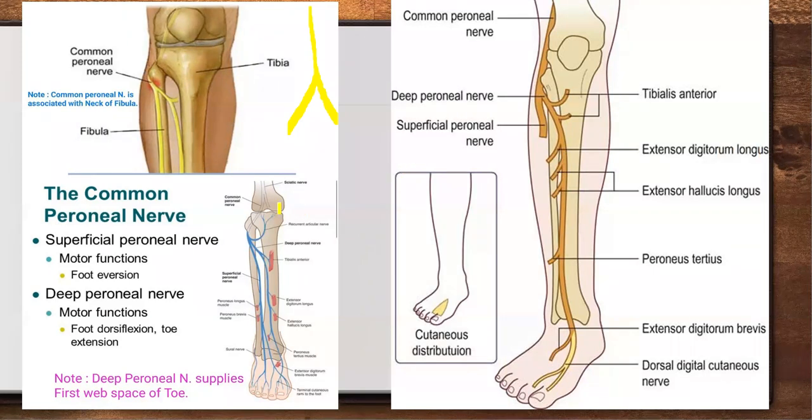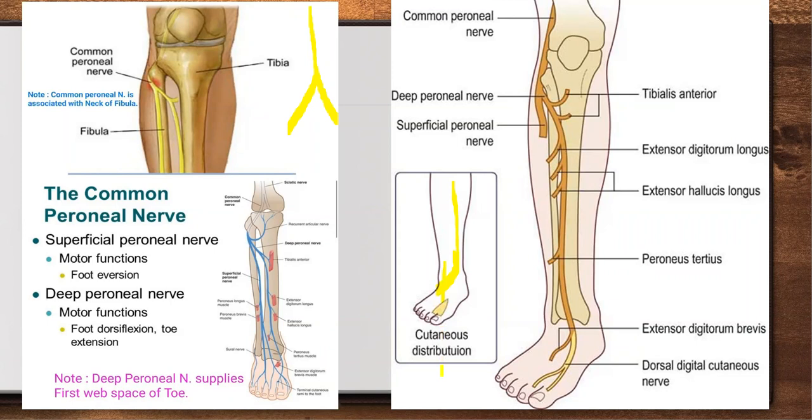Now, superficial peroneal nerve gives supply to your whole anterior portion of your leg except this area. That means in between first and second toe, this interdigital space, first interdigital space is supplied by the deep peroneal nerve. Other than this, all these are supplied by the superficial peroneal nerve. So superficial peroneal nerve gives supply to the anterior portion of your leg, dorsum of the foot, except the first interdigital space, which is given by deep peroneal nerve.